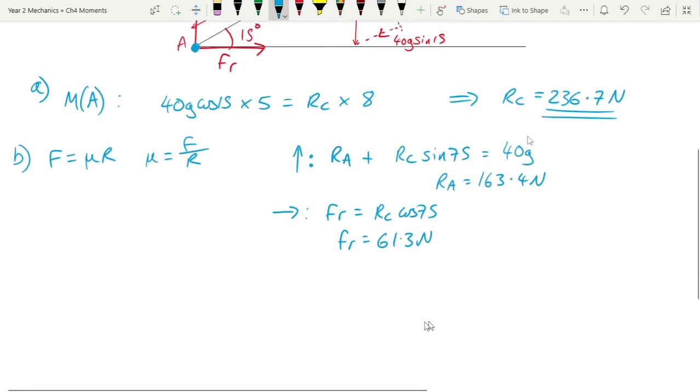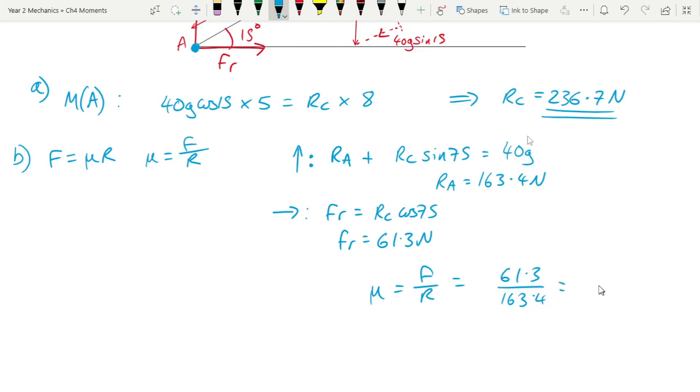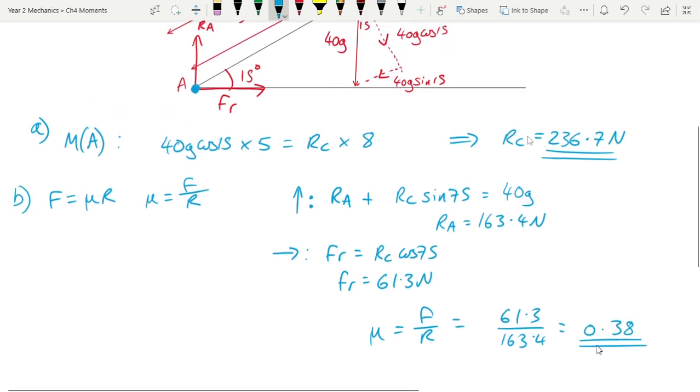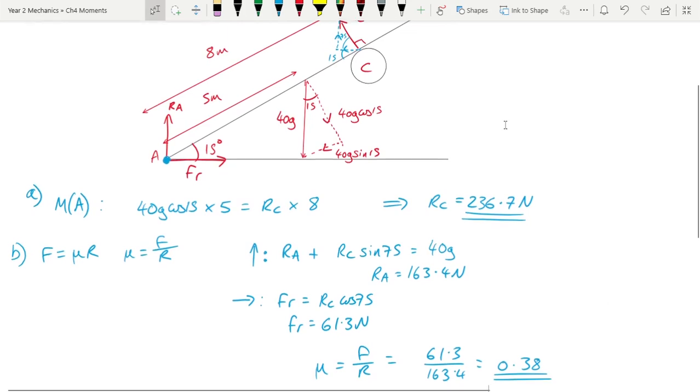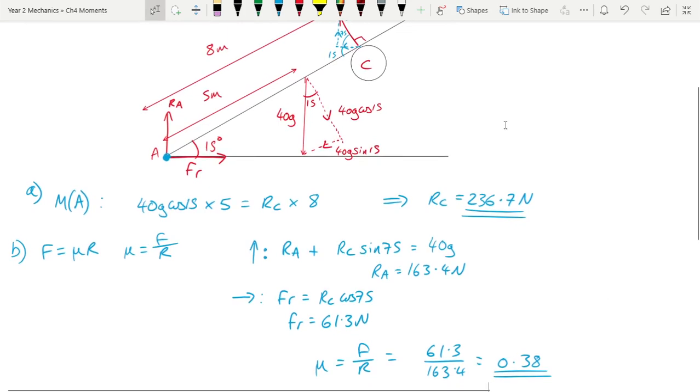And then finally, I can use my equation mu equals F over R. So I get 61.3 over 163.4. So mu is 0.38. There we are. So you can see this sort of question combines all the things that we've done in mechanics so far, really, moments and resolving forces at angles.